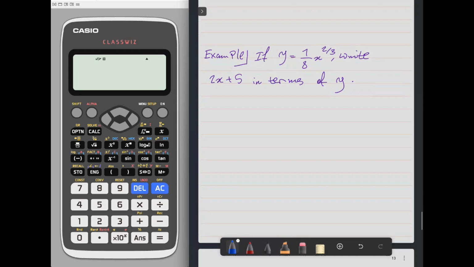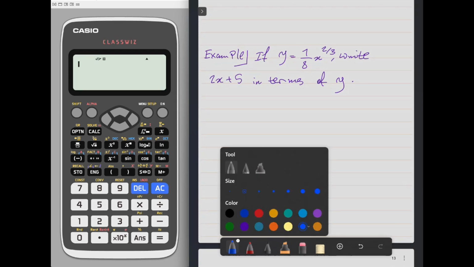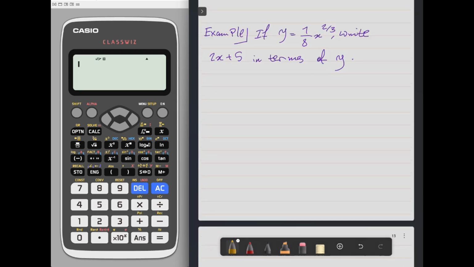And I have written an example for you. This is not in the book, and we're going to solve this together. If y is equal to 1 over 8 x to the power of 2 over 3, write 2x plus 5 in terms of y. I suppose this can be the hardest question that you will get for algebraic expressions. This question is just very hard. If you want, you can pause the video and try this question out.